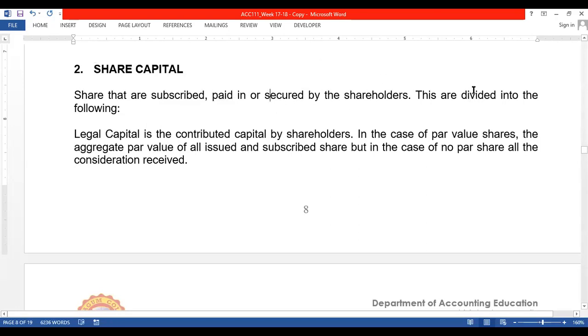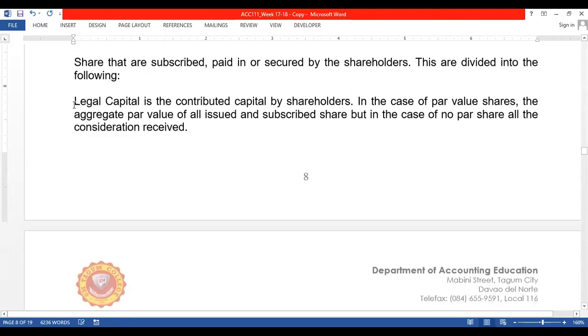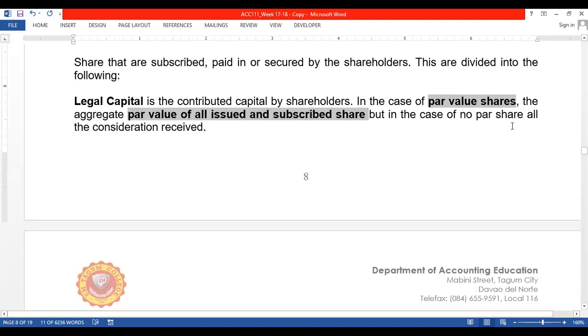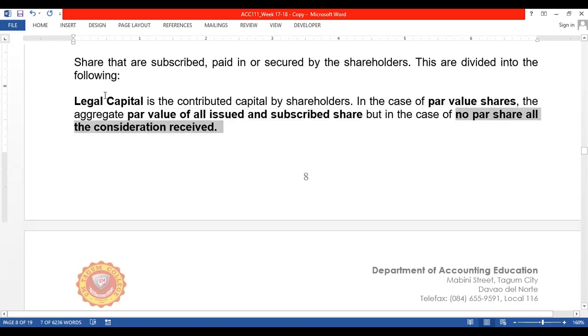So this is divided into the following. Legal capital, which is the contributed capital by a shareholder in case of par value shares. The legal capital is the par value of all issued and subscribed shares. But in case of no par value, all the considerations. Usually, yung mga problem guys na kung ilang legal capital, if it is par value shares, all issued and subscribed shares at par value will be the amount of legal capital. If it is no par value, total considerations.